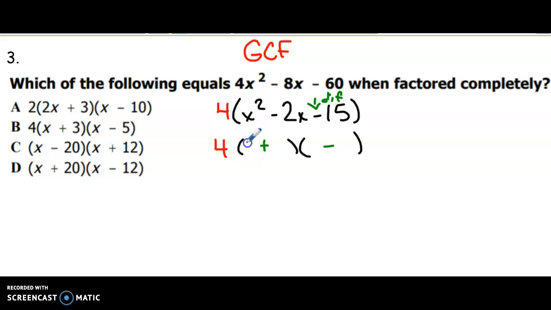The only factors of x squared are x and x. What can I multiply to get a negative 15? Then when I subtract, I get a negative 2, negative 5, and positive 3. And there's my answer.